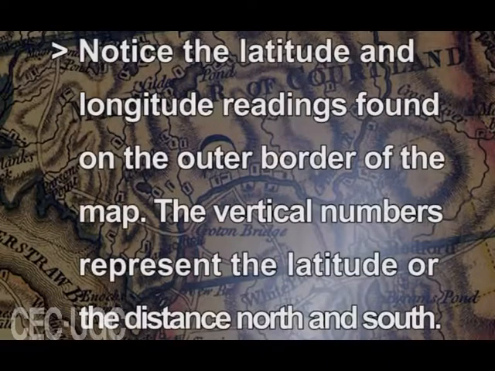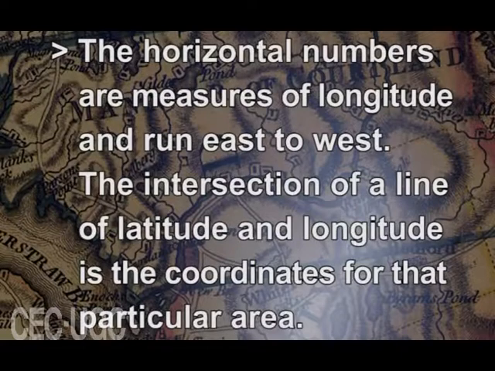You will notice the latitude and longitude readings found on the outer border of the map. The vertical numbers represent the latitudes, or the distance north and south. The horizontal numbers are measures of longitudes and run east to west. The intersection of a line of latitude and longitude is the coordinates for that particular area.